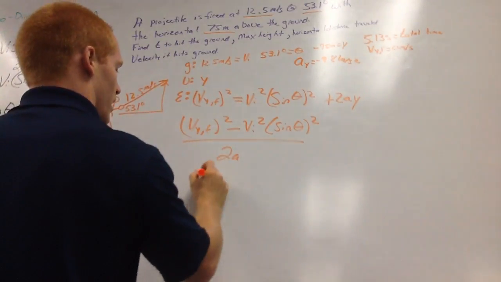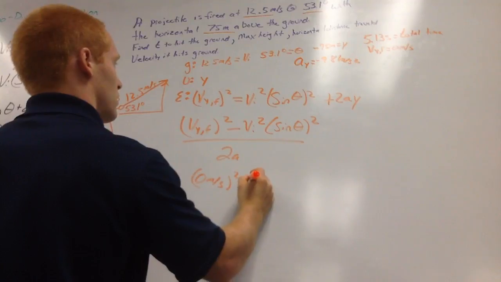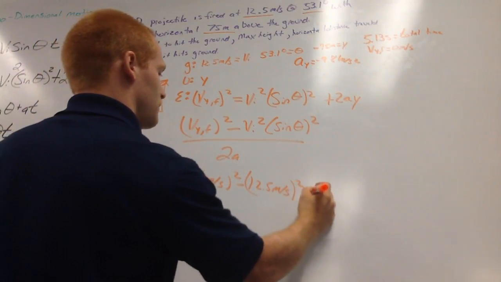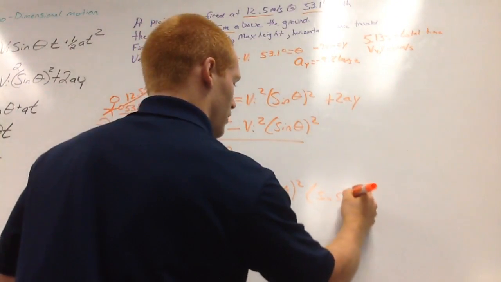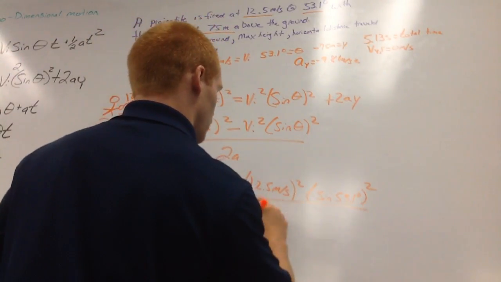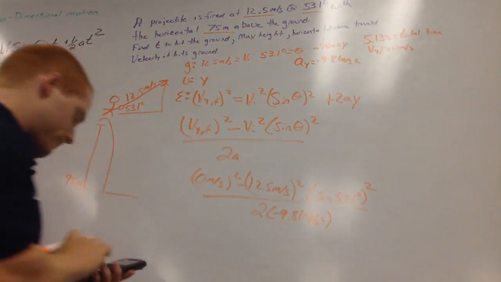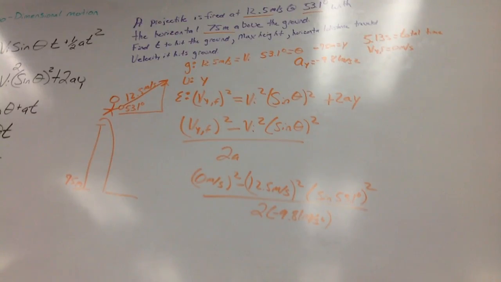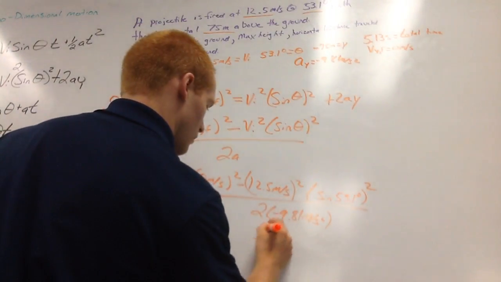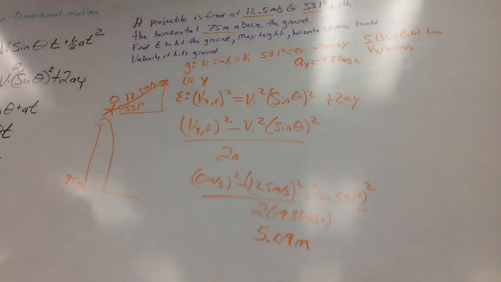From there, we just plug in VYF, so we're going to have 0 meters per second squared minus 12.5 meters per second squared sine 53.1 degrees squared divided by 2 times negative 9.81 meters per second squared. You should get 5.09 meters.